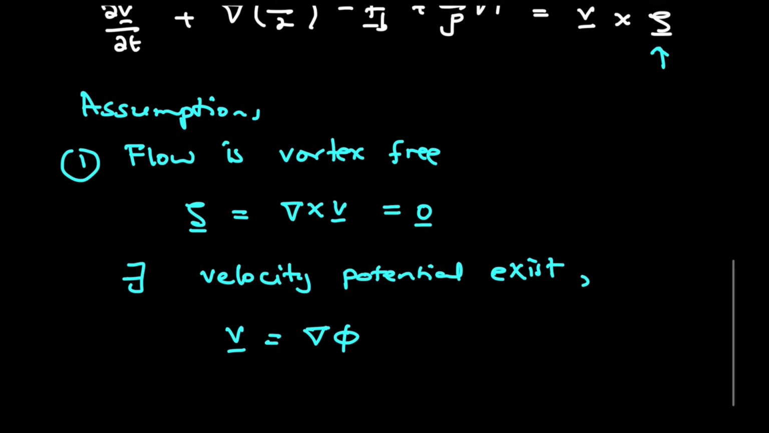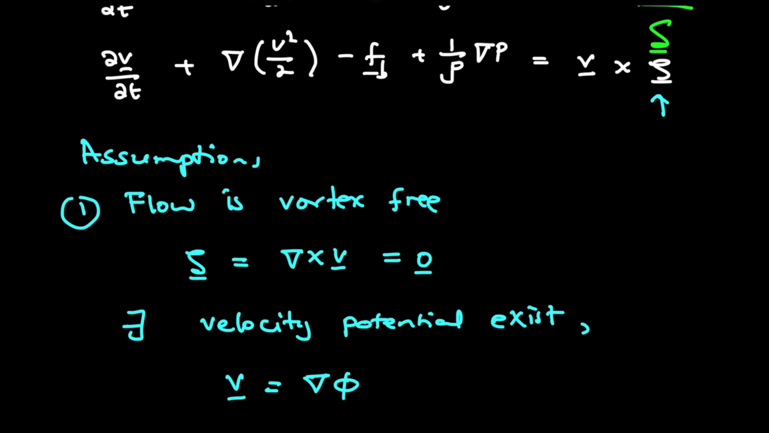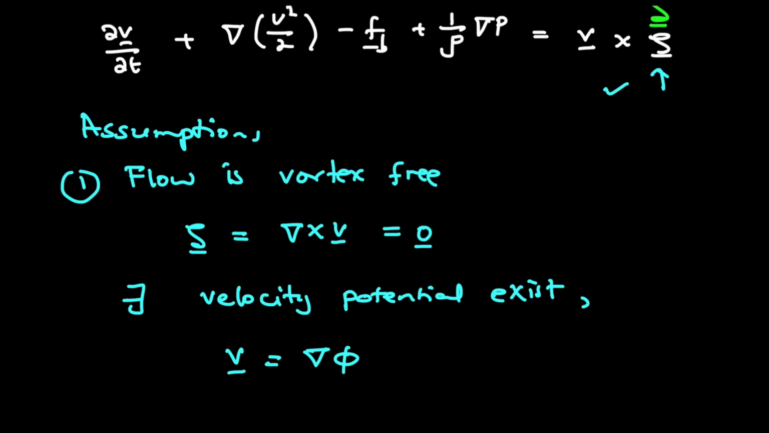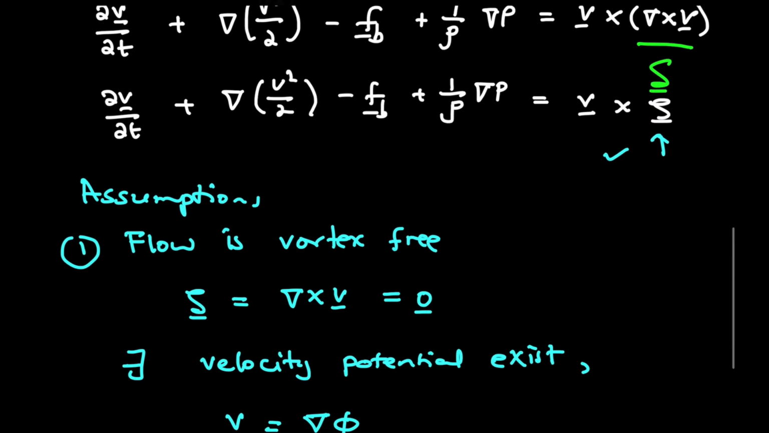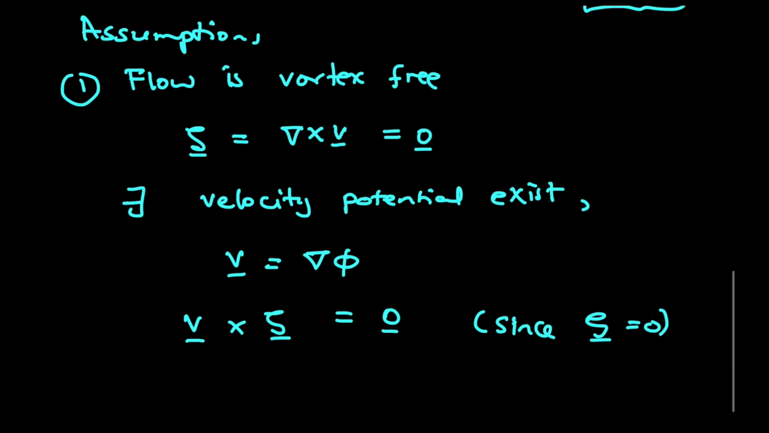And also, as you can see, guys, on the right-hand side of the equation, if this is 0, it simply means that V cross the vorticity is 0, so we are still going to get a 0 over there, since our vorticity equals 0. And so our equation is going to be simplified in this case, right?